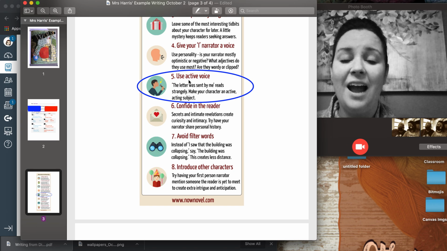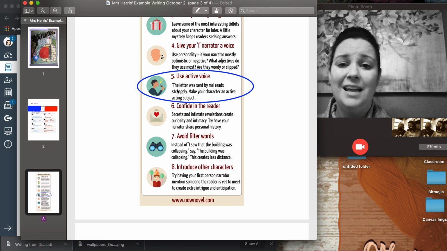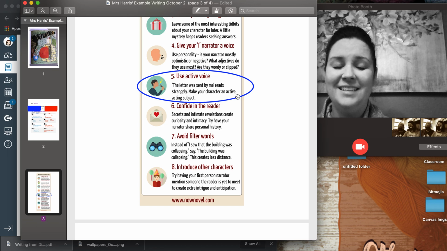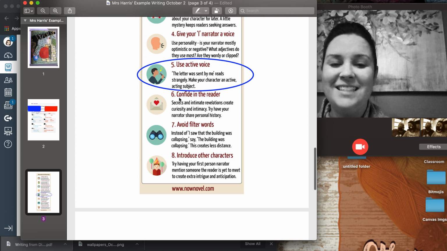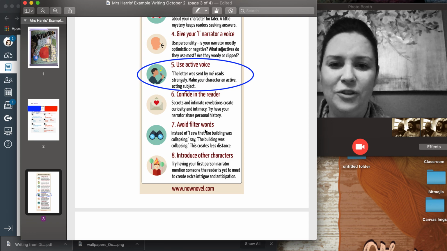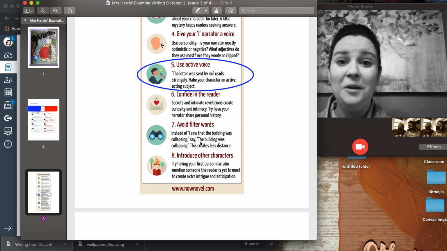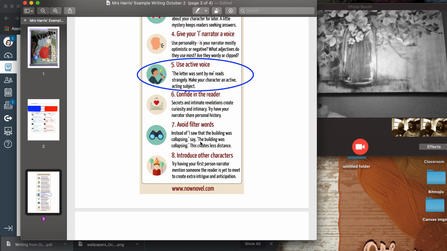So finally, I chose this one. Use an active voice, which is saying like, the letter was sent by me, read strangely. So make your character have an active acting subject. Okay, make that character active in your story. 6, confide in the reader. 7, avoid filter words. Instead of I saw the building was collapsing, say the building was collapsing, like putting your character right there in the story. Avoid filter words. And then finally, introduce other characters.